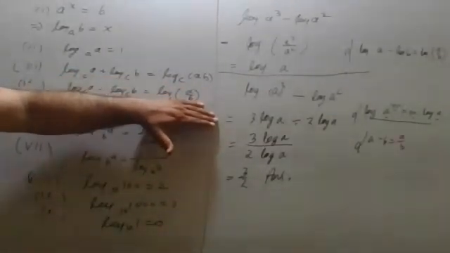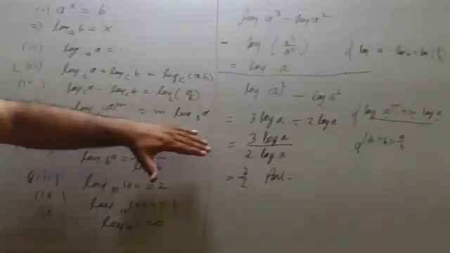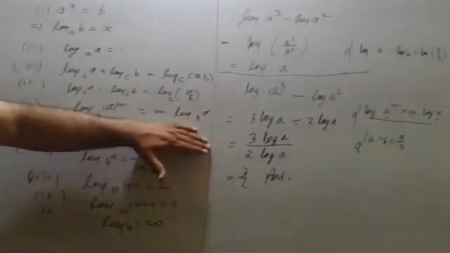Log a to the power m equals m log a. Log a base b equals log a upon log b.